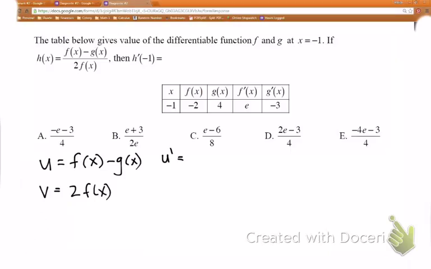So when I find the derivative of the top, remember because they're being subtracted, you just find the derivative of each of them individually and subtract their derivatives. So the derivative of f of x minus g of x is just f prime of x minus g prime of x. And the derivative of the bottom, that 2 is just a constant that's being multiplied, so that's the constant multiple rule, which just says that the 2 tags along for the ride, so we're just looking for the derivative of f of x. So it's actually 2 times f prime of x.